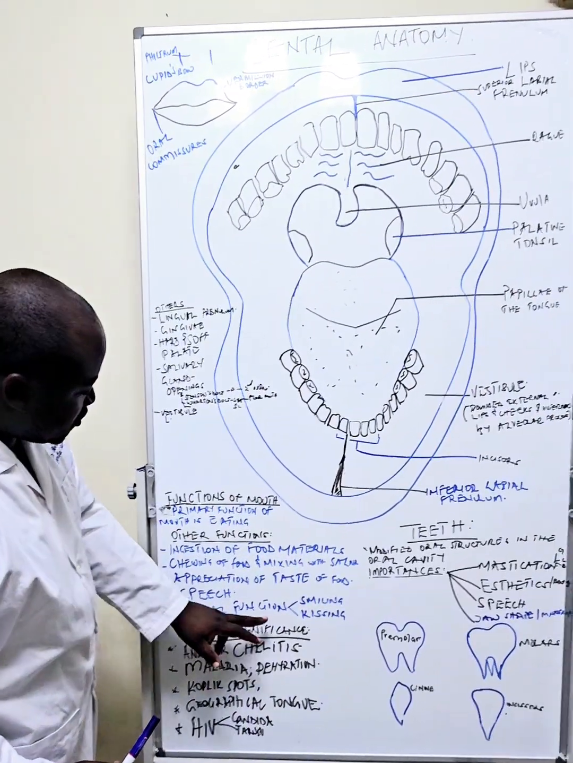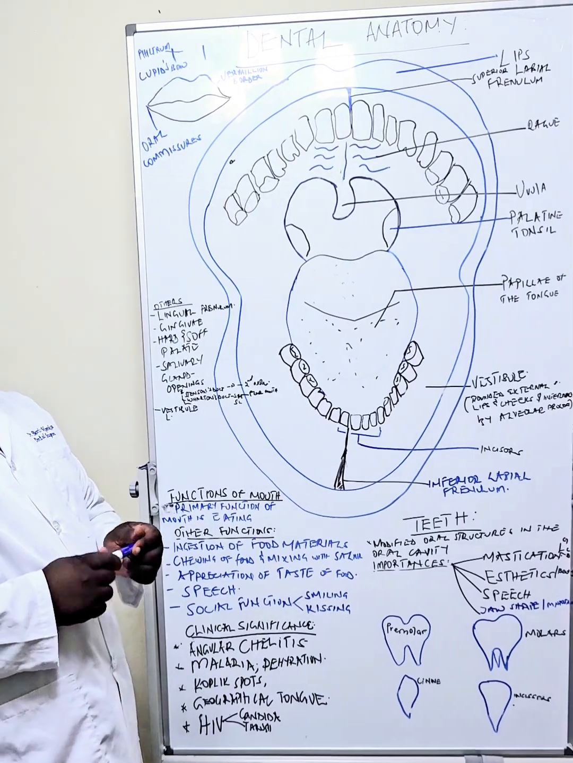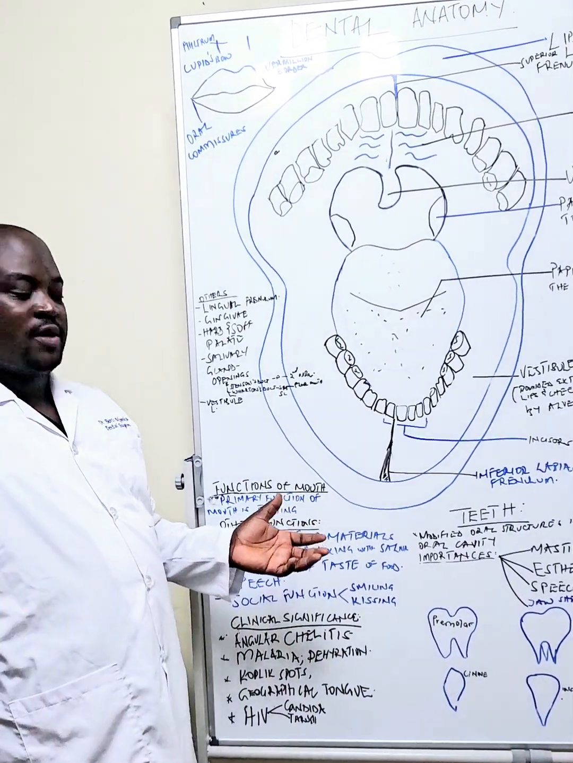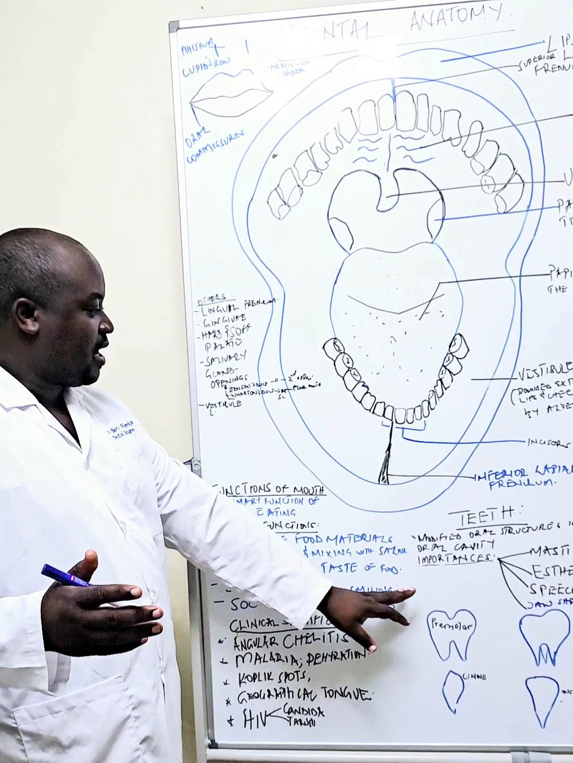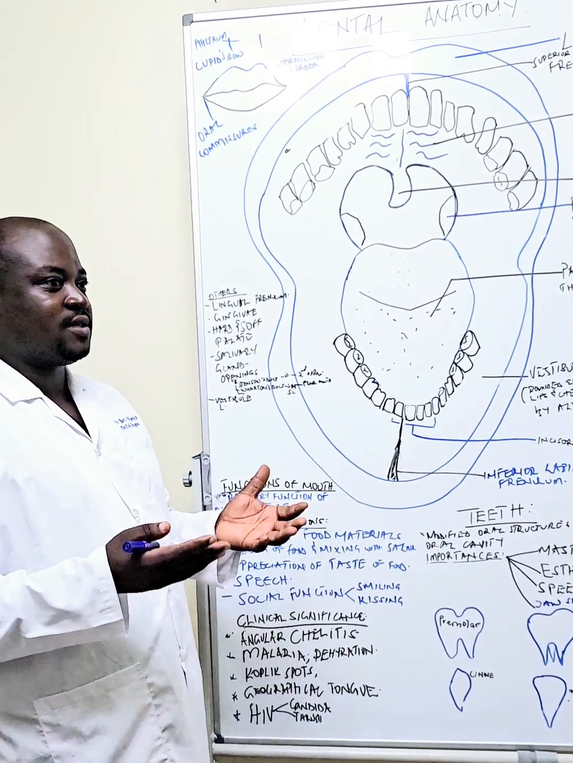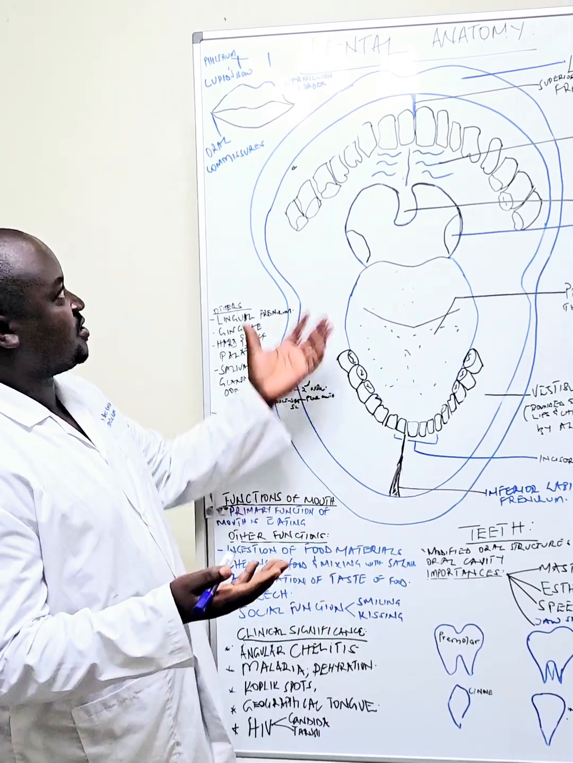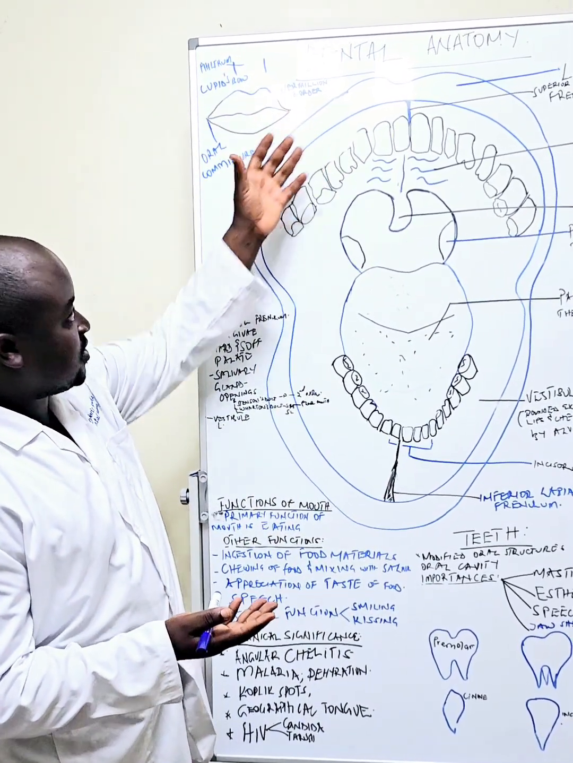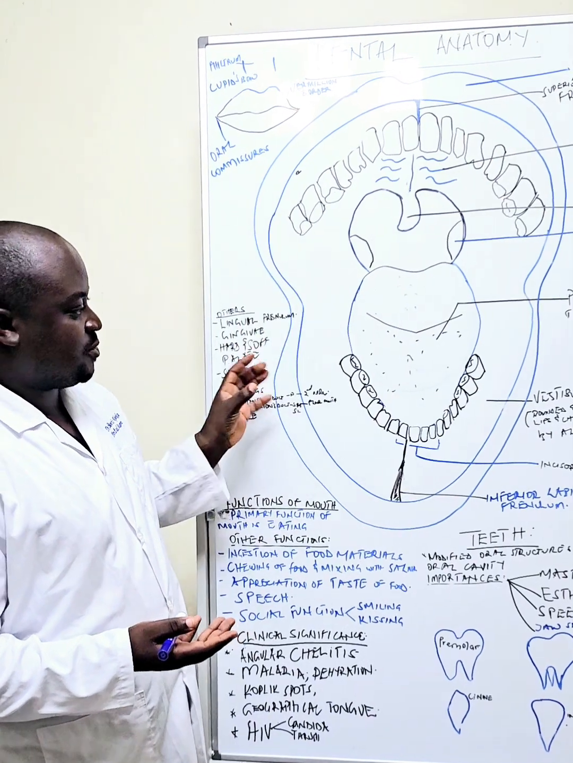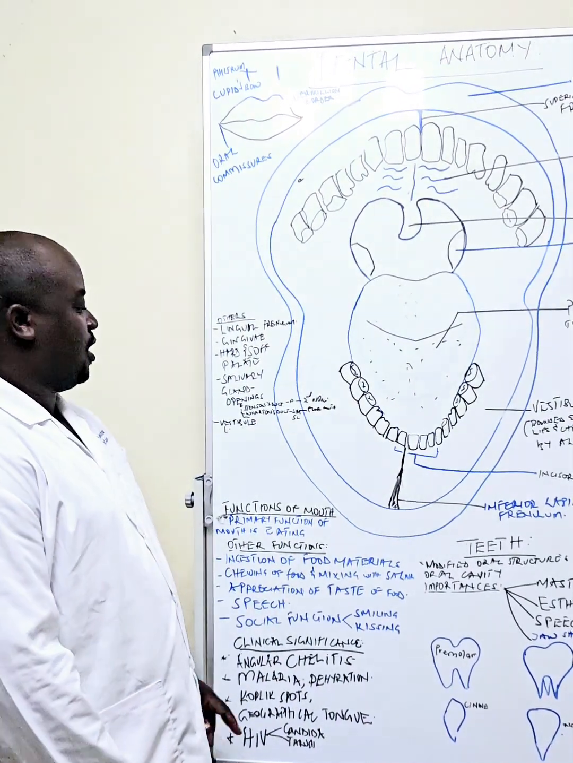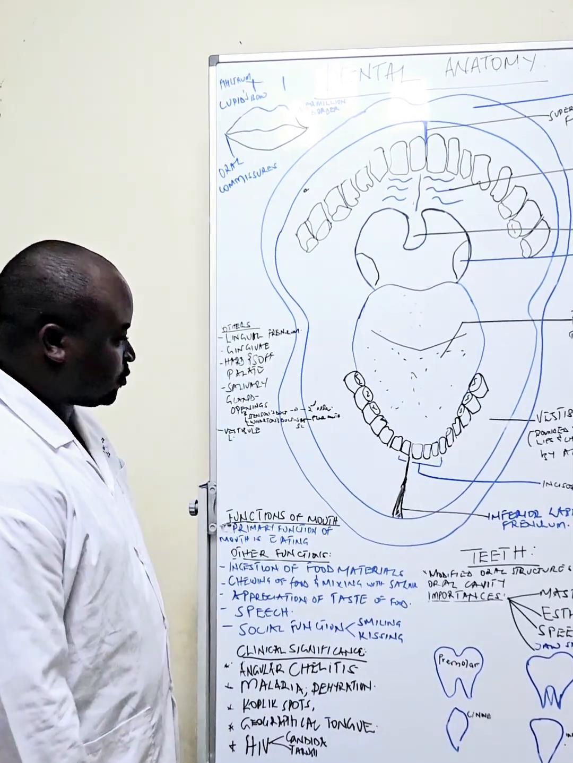Then we also have social function. Social function, we have smiling. You are able to smile, and someone is impressed. Someone is impressed that there is a gesture that is being shown. Then we have kissing as another function of the mouth.